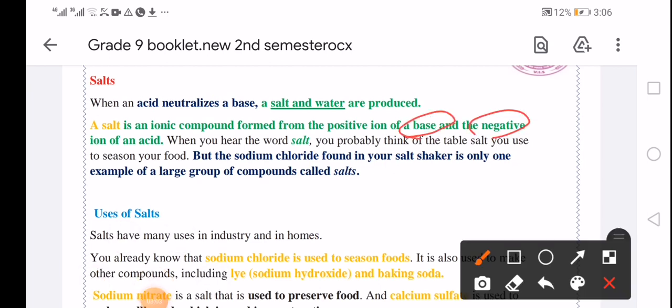When you hear the word salt, you probably think of table salt, which is sodium chloride, that you use to season your food. But the sodium chloride found in your salt shaker is only one example of the large group of compounds called salts.